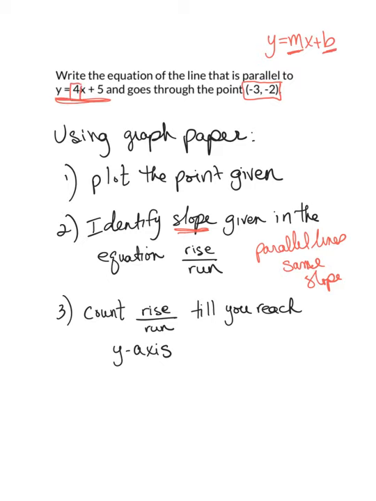Okay, so my last step is just to count the next points on the line using my rise over run, just like we do when we're graphing, till I get to the y-axis. Because once I reach the y-axis, I will have my y-intercept.